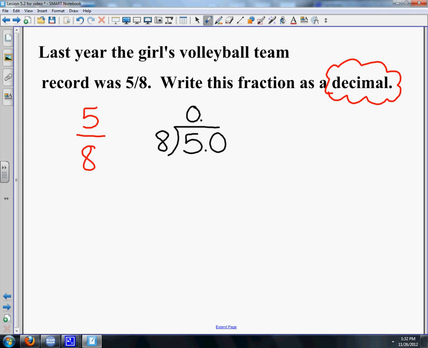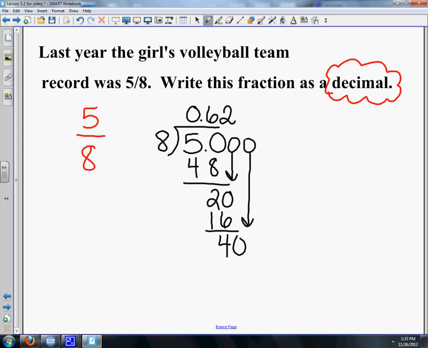8 can go into 50 6 times, which is 48. And then I have 2 left over. I'm going to bring down another 0. And then 8 can go into 20 twice. 8 times 2 is 16, and then I have a 4, and I'm going to bring down a 0, and 8 goes into 40 5 times. Now normally, you'll only have to go 2 decimal places after your initial decimal. So 2 places, so the hundredths place. But I knew this one ended in a nice, neat number, so I just kept it going.